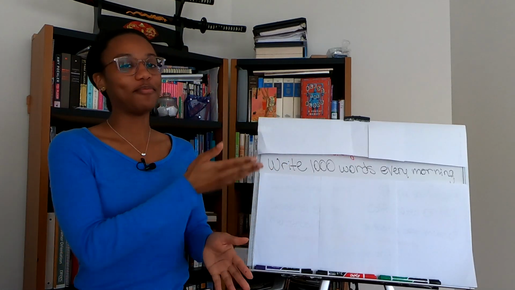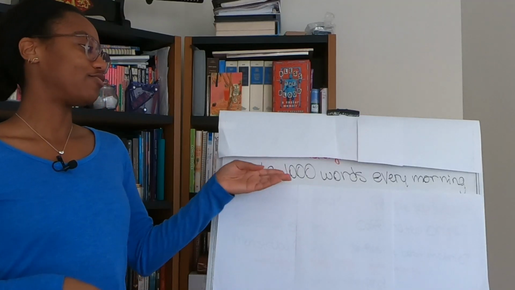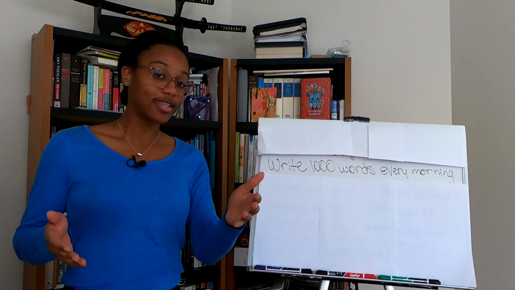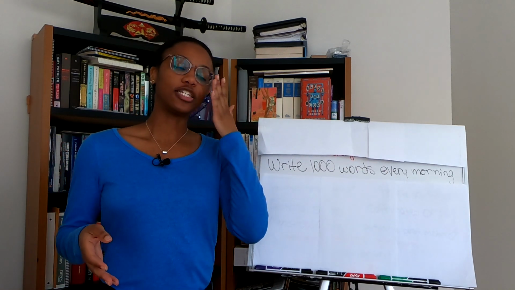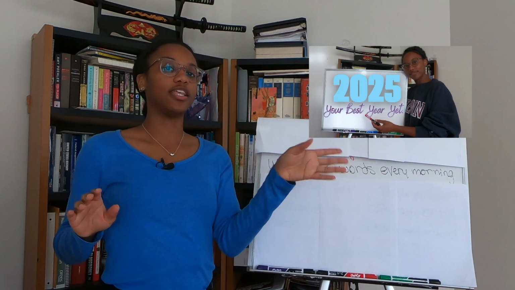Listen, folks, I'm in my whiteboard era. There's nothing we can do about this. Here's the example. Write 1,000 words every morning. Technically, this is a plan. It's just not a very good one. I already made a video about effective goal setting that you can check out.